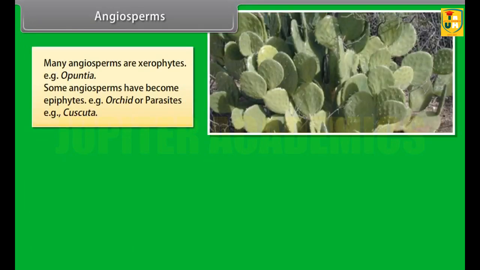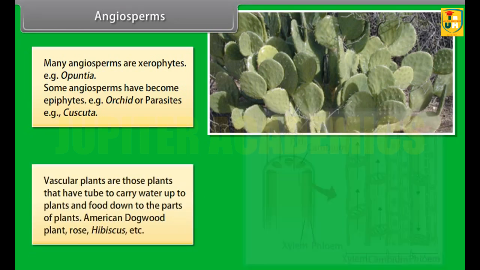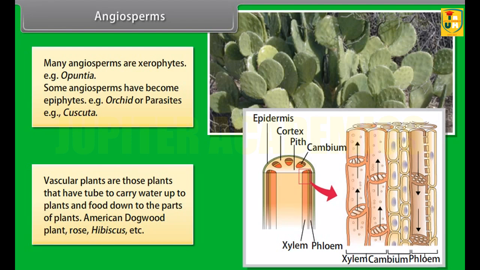Many angiosperms are xerophytes. Example, Opuntia. Some angiosperms have become epiphytes. Example, orchid, or parasites. Example, Cuscuta. Vascular plants are those plants that have tubes to carry water up to the plants and food down to the parts of plants. Examples: American dogwood plant, rose, hibiscus, etc.